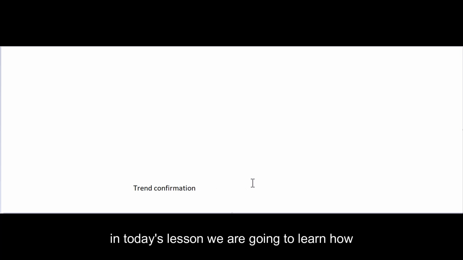In today's lesson, we are going to talk about how to understand or how to know what sort of trend is going on. So today's lesson is about trend confirmation. We are going to learn how to understand what type of trend is going on in the market.